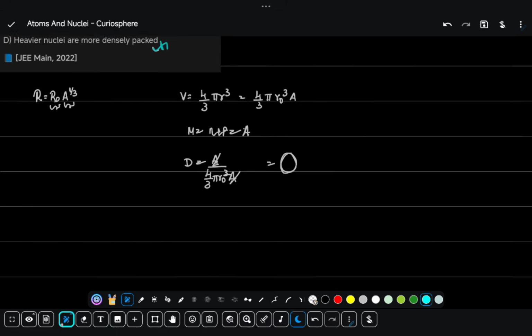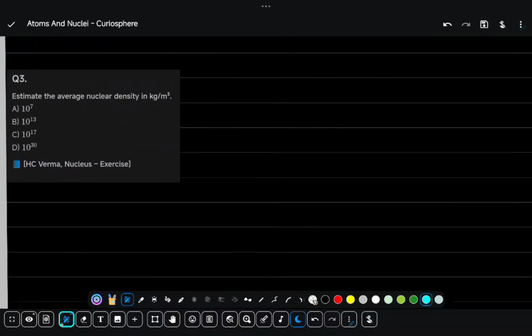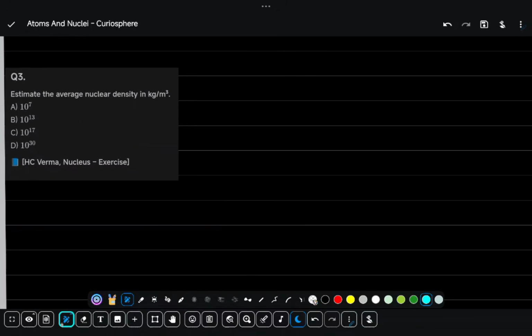This is a JEE Main 2022 question. Now coming to the average nuclear density, the same thing, the average nuclear density, right? It is from H.C. Verma. This question is from H.C. Verma. Guys, for physics, H.C. Verma is a very good book. I know you already know this, so I'm just saying. Estimate the average nuclear density in kilogram per meter cube, right? In kilogram per meter cube.